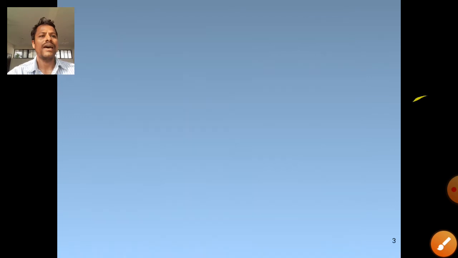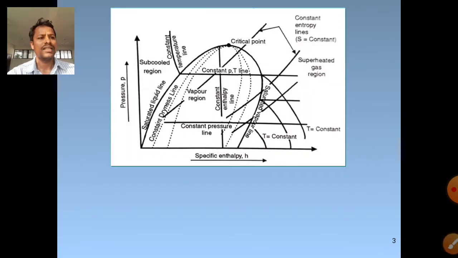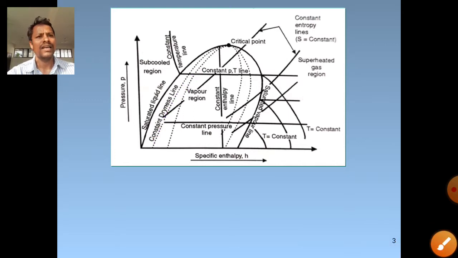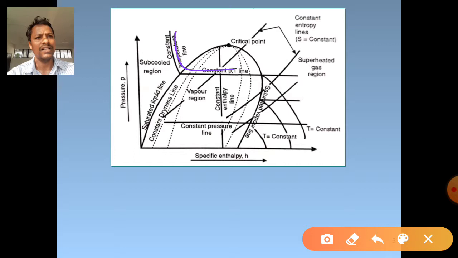Next, this is the chart which contains all the details, just pause it. Here we have the same explanation. Constant dryness fraction lines are visible on this, and these are also constant temperature lines, and here the constant entropy lines available on the pH chart.